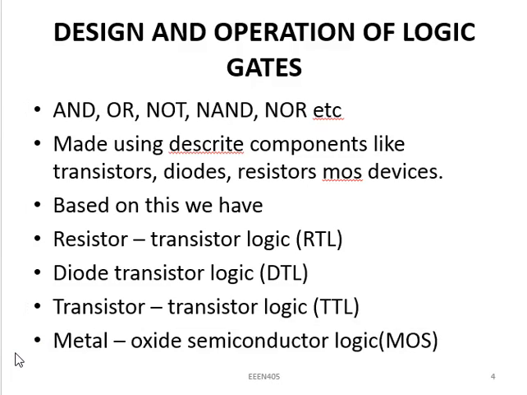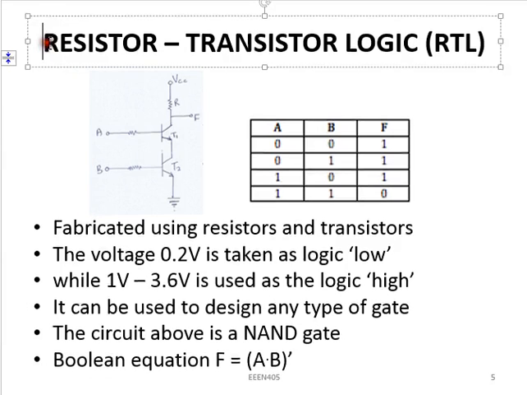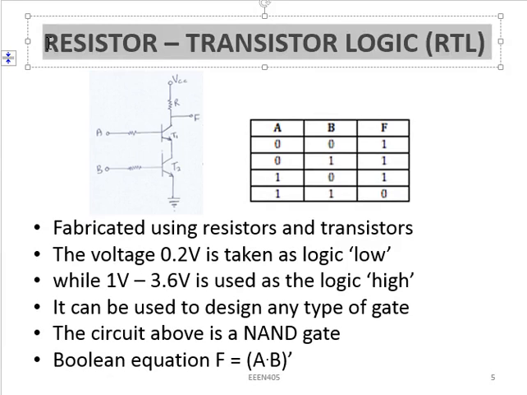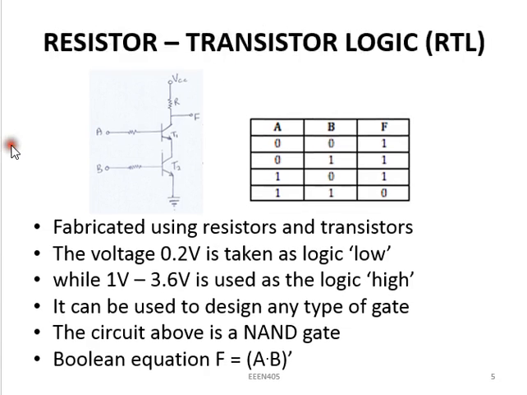Now let us start with the first one, which is resistor transistor logic. This is a family of logic gates where the basic discrete components used for fabricating the gates are resistors and transistors. Of course, you can see other components in the circuit, but the main ones used for the switching operation are resistors and transistors. This RTL logic can be used to fabricate any type of logic gate, but for the sake of illustration, we are going to look at the NAND gate version of this RTL family.